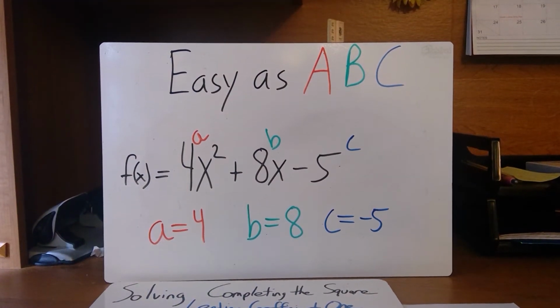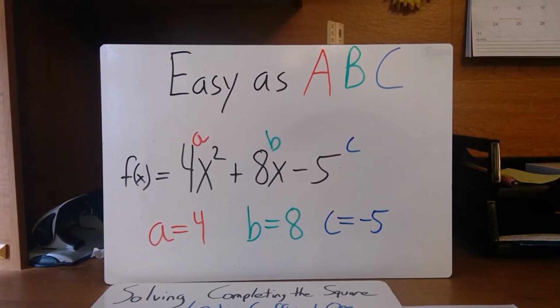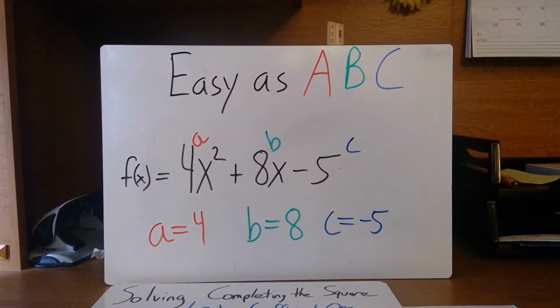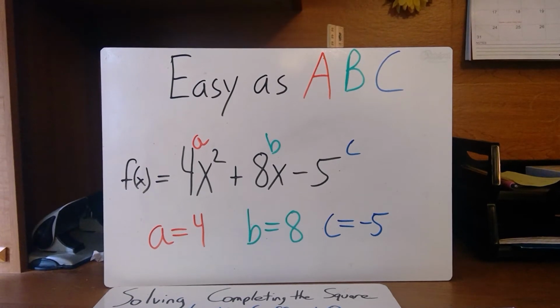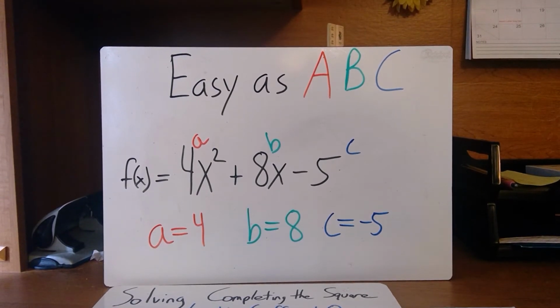Back again, easy as ABC. We're dealing with this quadratic. A is 4, B is 8, and C is -5. We're going to use completing the square to find the roots of this quadratic right here.